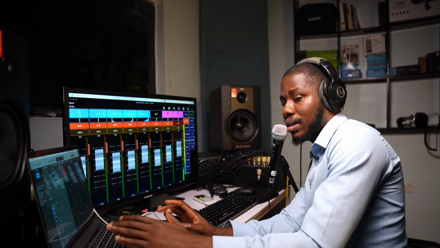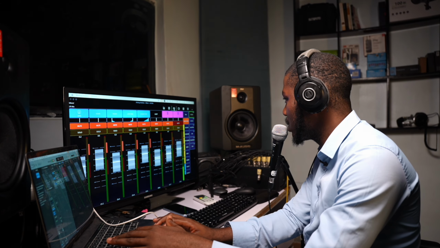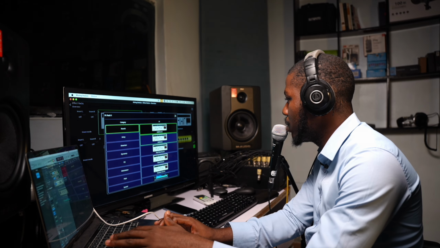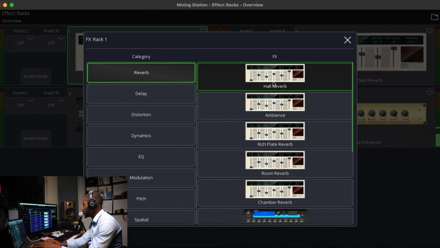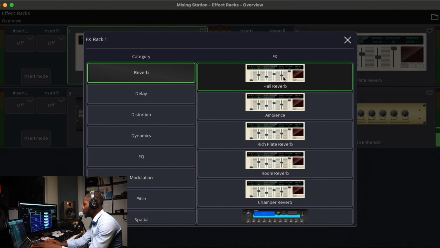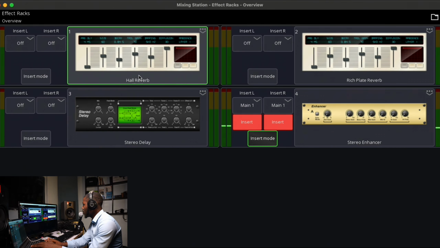One plugin per day challenge and/or one FX per day challenge here, and we're starting with the reverb. We're looking at the all reverb today. Yes, this is the all reverb. How many reverbs do we have? We have about all the ambience, rich plate room reverb, chamber reverb, plate reverb, vintage room, gated reverb, reverse reverb. So today we'll be starting with the old reverb and checking all that.